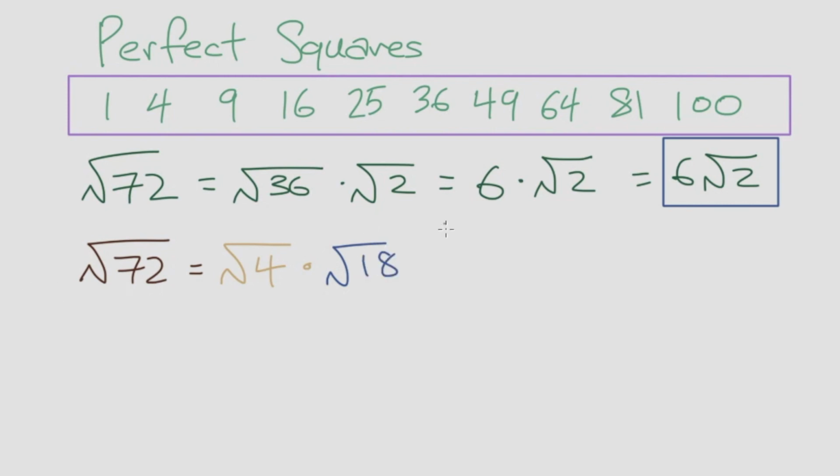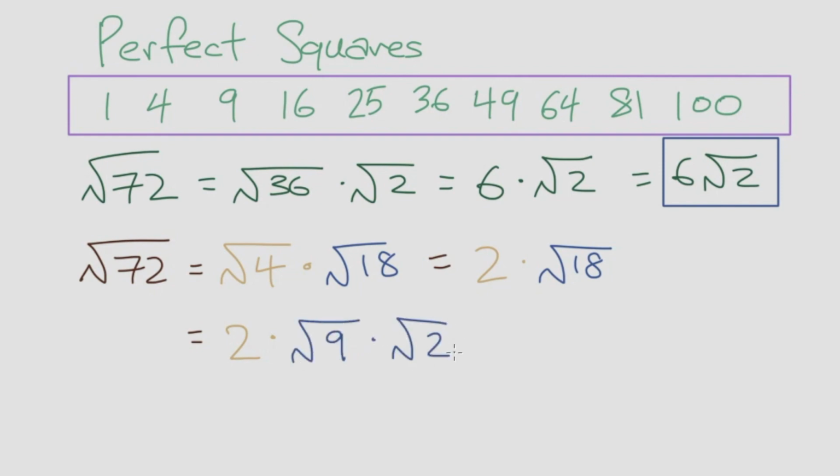I'm going to write this in tan and blue because I want to show that root 4 is equal to 2. But then I notice that the 18 can be factored again. How can 18 be factored? Well, 1 goes into 18, 1's useless. 4 does not go into 18, but 9 does. So that root 18 becomes root 9 times root 2.